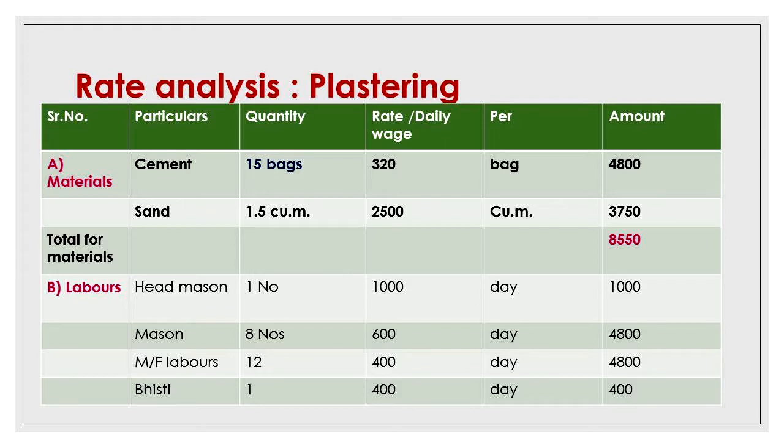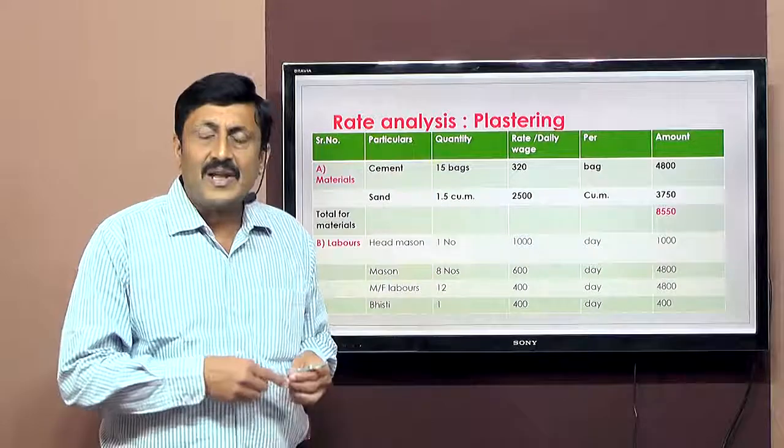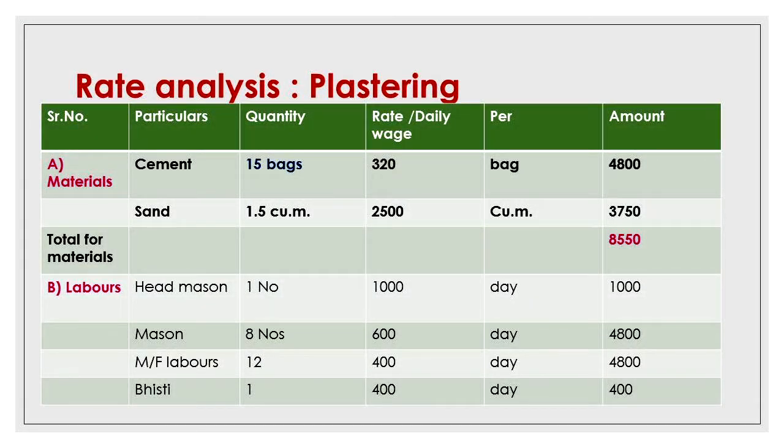Then if you consider sand, the quantity of sand is 1.5 cubic meters. Rate of sand we have considered 2,500 rupees per cubic meter. This rate also goes on changing from place to place, or day by day, but as an assumption we have taken it as 2,500 per cubic meter. So cost of sand will be equal to 3,750. So total for materials will be equal to cost of cement plus cost of sand, that is equal to 8,550.